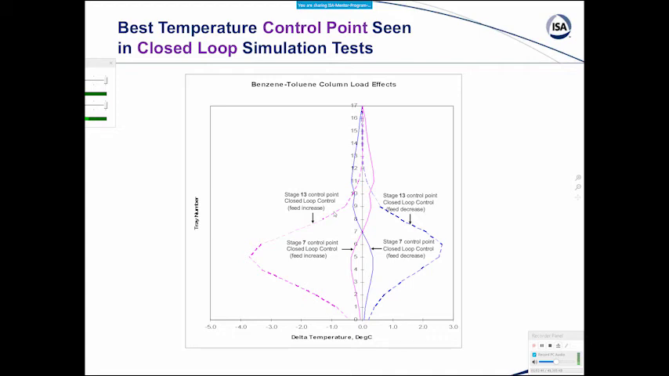So you don't want to be fooled into thinking you want the tray that's drawing the smoothest straight line. Actually, if it's not on control, if the loop is in manual, you want the tray that's showing the biggest excursions in temperature, and hopefully in both directions.